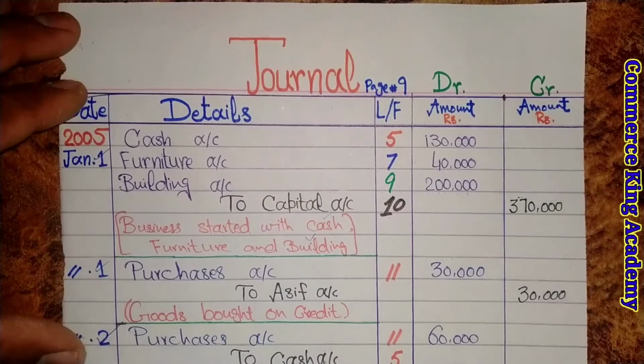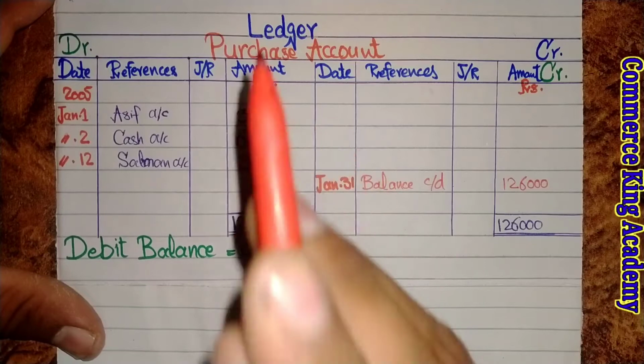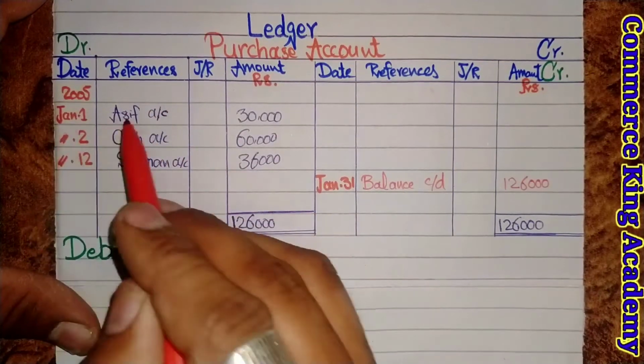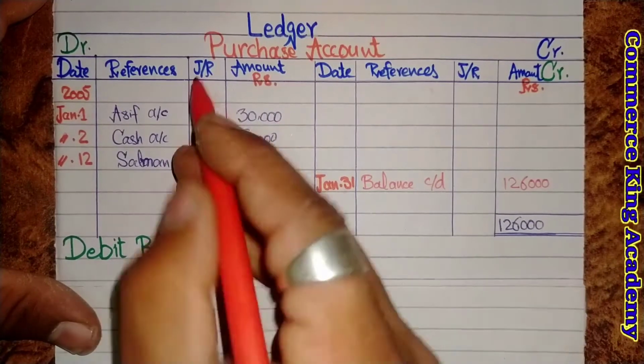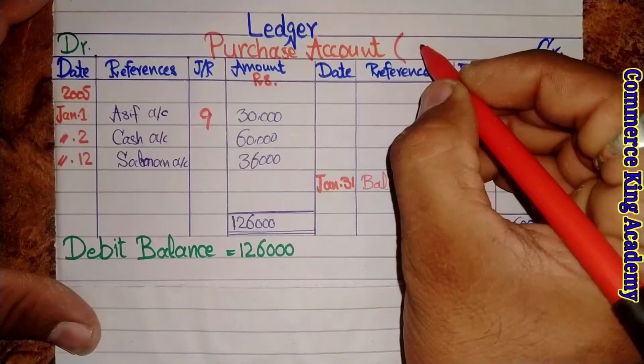Okay. So purchases account debit to Asif account credit. Okay. The journal entry was purchases account debit from Asif account. Okay. So Jan 1st Asif account 30,000 rupees. Page number 9. Okay. Purchases account ledger folio number is 11.